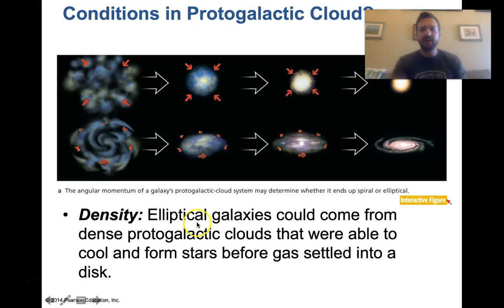So we just spoke about this. Elliptical galaxies come from very dense protogalactic clouds, and the stars form before angular momentum can flatten out the disk, right?